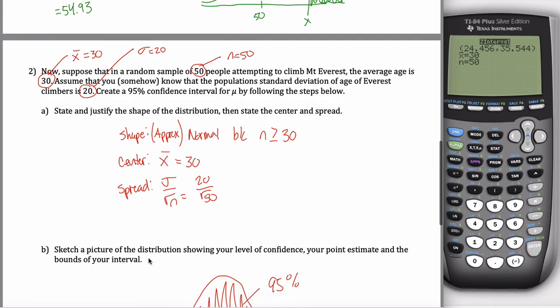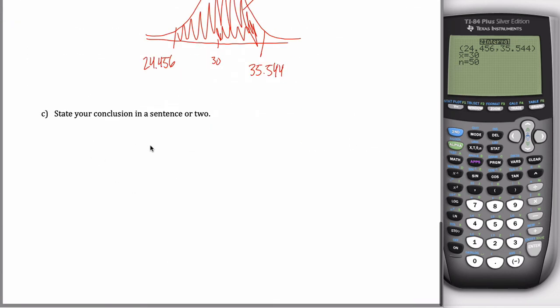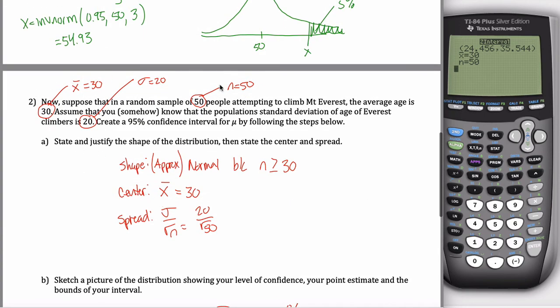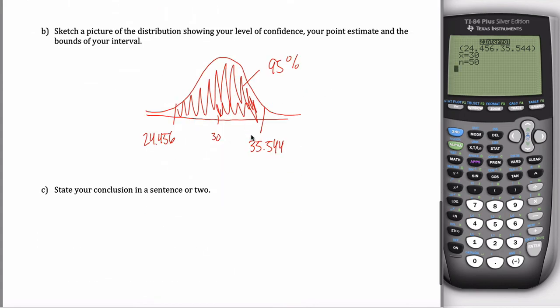I thought there was a part 4 on this, but I guess not. Last thing, state your conclusion in a sentence or two. Okay, sure. What this tells me is I don't know the population average, but I'm pretty sure that it's somewhere in between these two values. Mu was not given in these problems, X bar was. But based on that sample average, I can say the population average is in between these two numbers. Yeah, you're sure? No, I'm 95% sure, though.